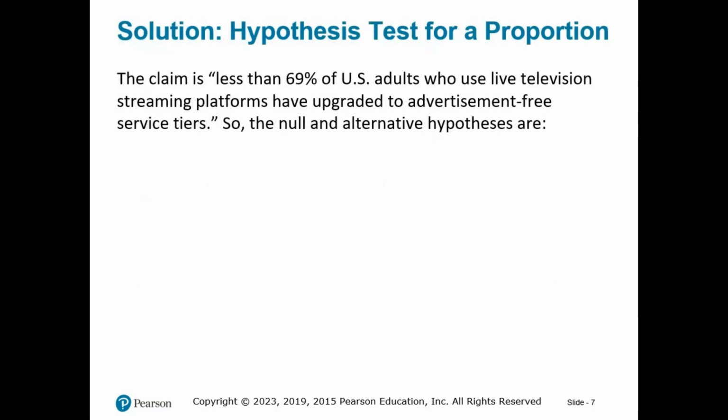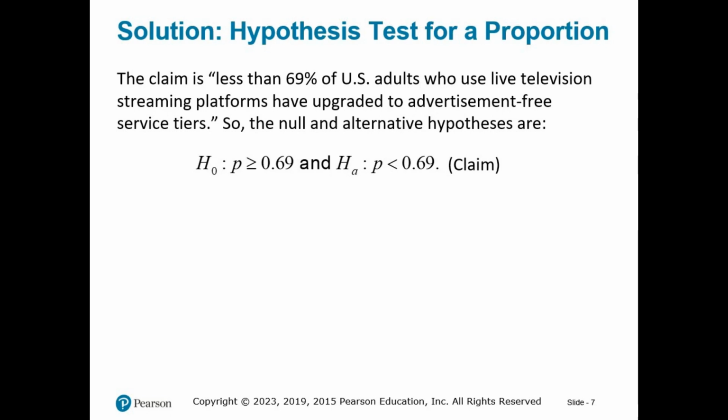Now we move on to stating our hypotheses. The claim is less than 69% of U.S. adults who use live television streaming platforms have upgraded to ad-free service tiers. So the claim is less than, which means an inequality. So which hypothesis does that go with? Alternative hypothesis. So pause the video a moment and write your null and alternative hypothesis. You should have gotten this. The null hypothesis is P is greater than or equal to 0.69, and the alternative hypothesis is P is less than 0.69, and that's the claim.